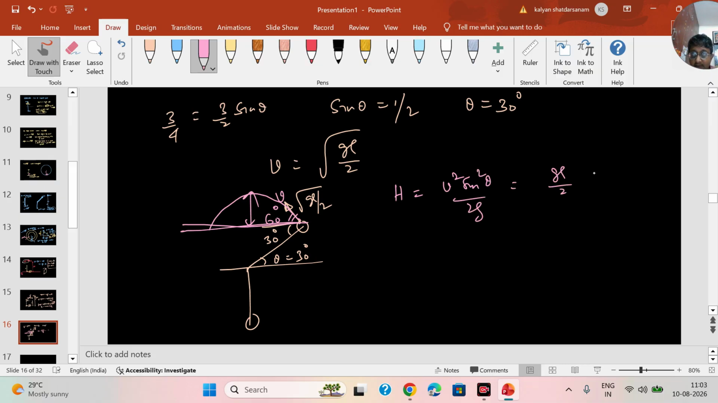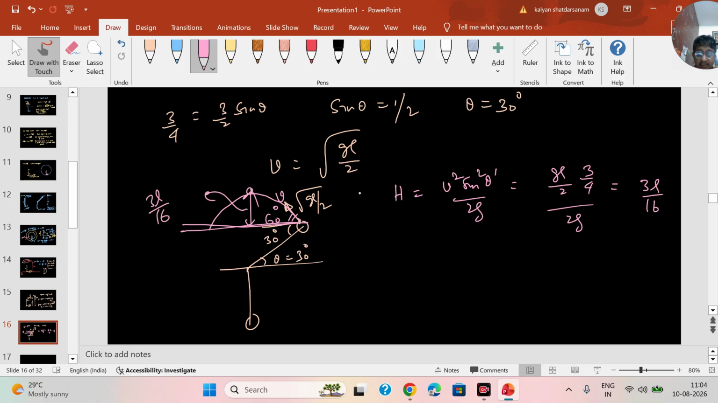V square is GL by 2. Sine square theta, I'll say the angle of projection, that is sine square 60. The angle of projection is 60. Sine 60 is root 3 by 2. So 3 by 4 by 2g. Sorry, g gets cancelled. So that is 3L by 16.